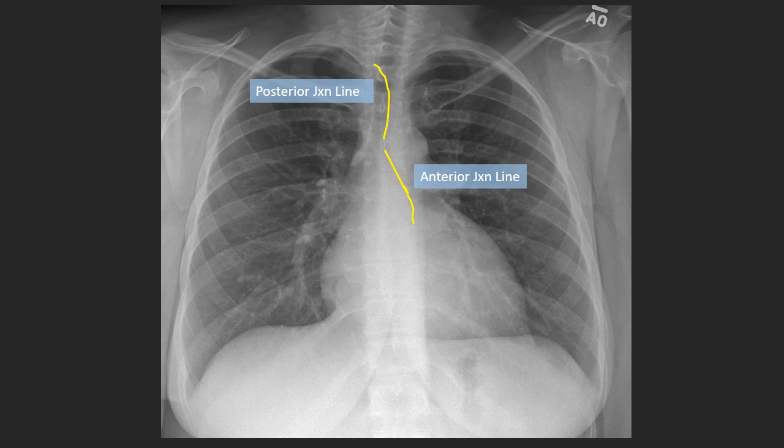Another way that I remember this is that they're best seen in a PA view of the chest. So PA, posterior over anterior. So posterior always over anterior being the more superiorly located line.